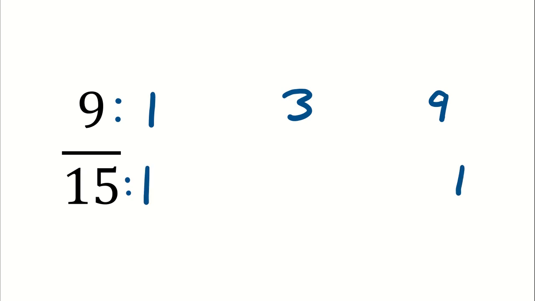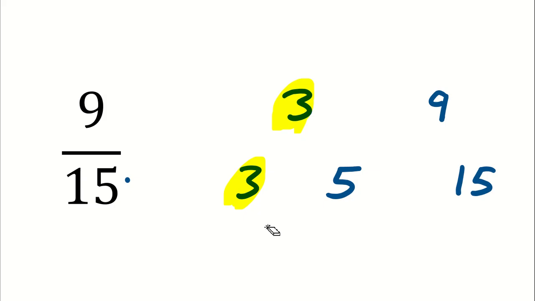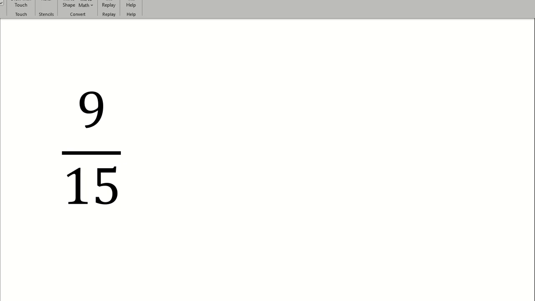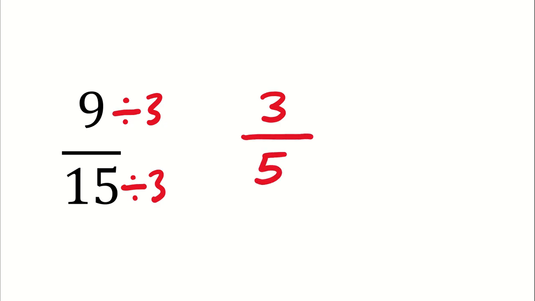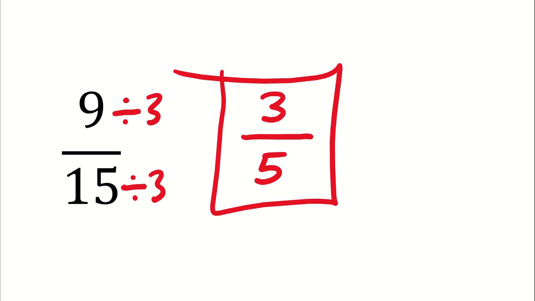1 times 15 is 15, and 3 times 5 is 15. What is the biggest number that appears on both lists? That's correct. The biggest number is 3. Thus, the GCF is 3. So now we simply have to divide the top number and the bottom number by the greatest common factor of 3. So we divide 9 by 3, and we divide 15 by 3. 9 divided by 3 is 3, and 15 divided by 3 is 5. Thus, that simplifies to 3/5.